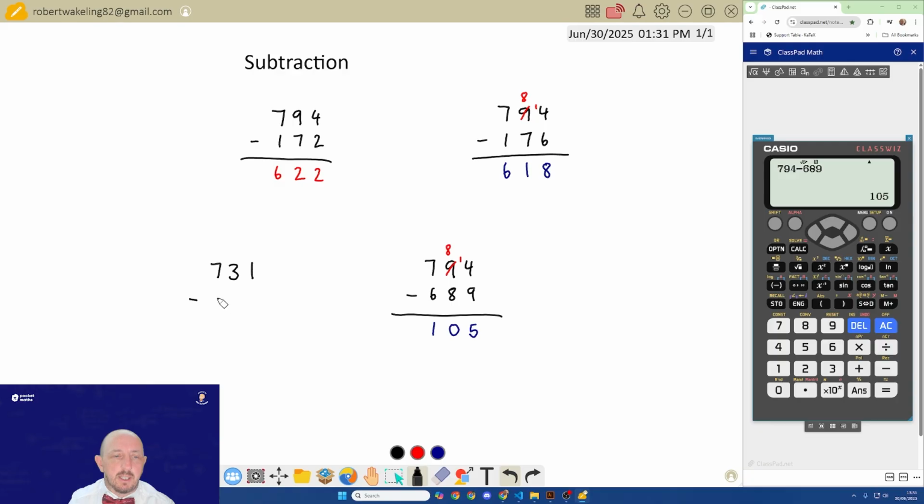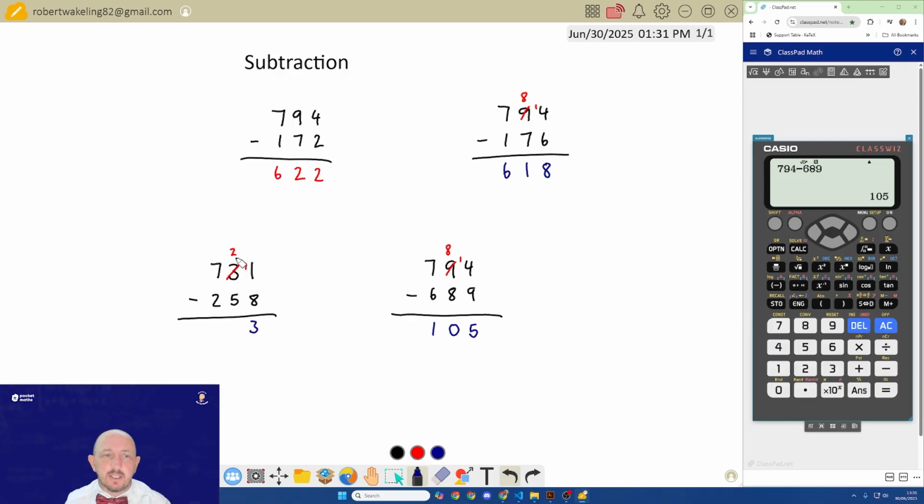731 minus 258. Okay, now in this case, when we do 1 take away 8, we can't do that. So we're going to borrow from the 3 to make that a 2 now, and this will become 11 because I've given that an extra 10. So 11 take away 8 is 3.